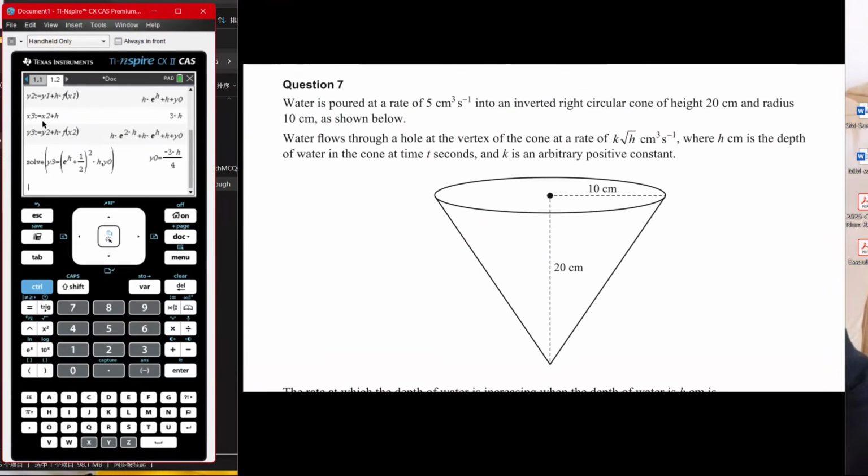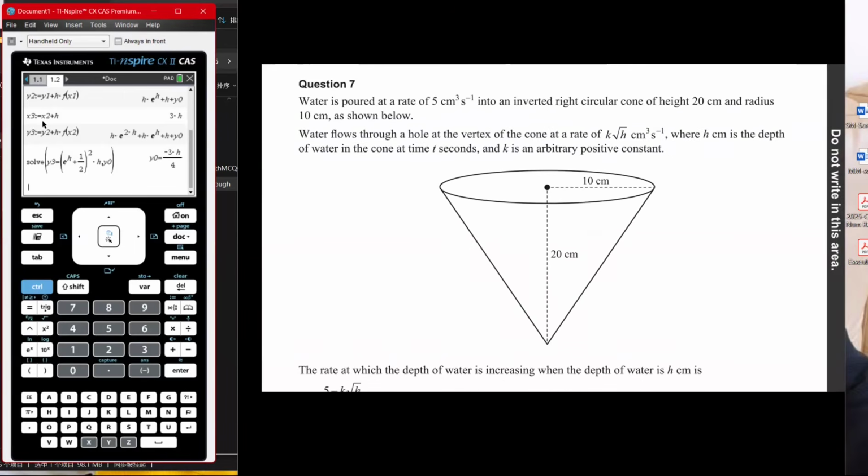Okay, water is poured in at a rate of 5 cubic centimeters per second into an inverted right circular cone. So this is my dV/dt in. The cone has a height of 20 centimeters and a radius of 10 centimeters. Now, at any height, let's say this is a particular height, you have an h here. This is h. This is a radius.